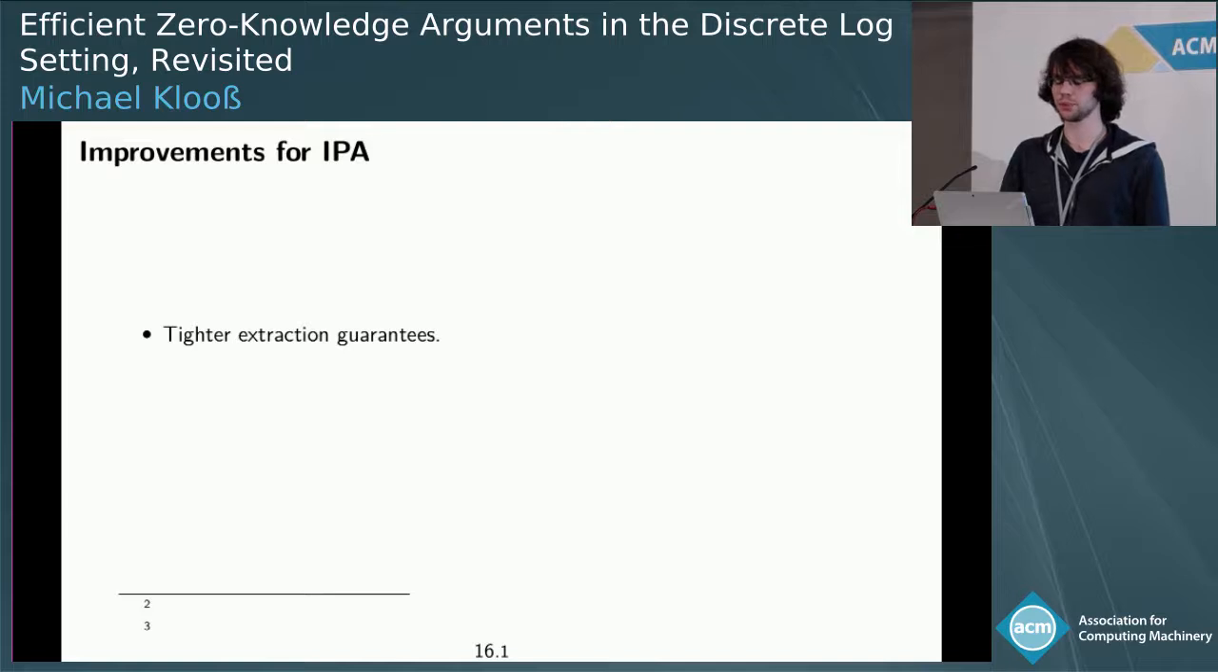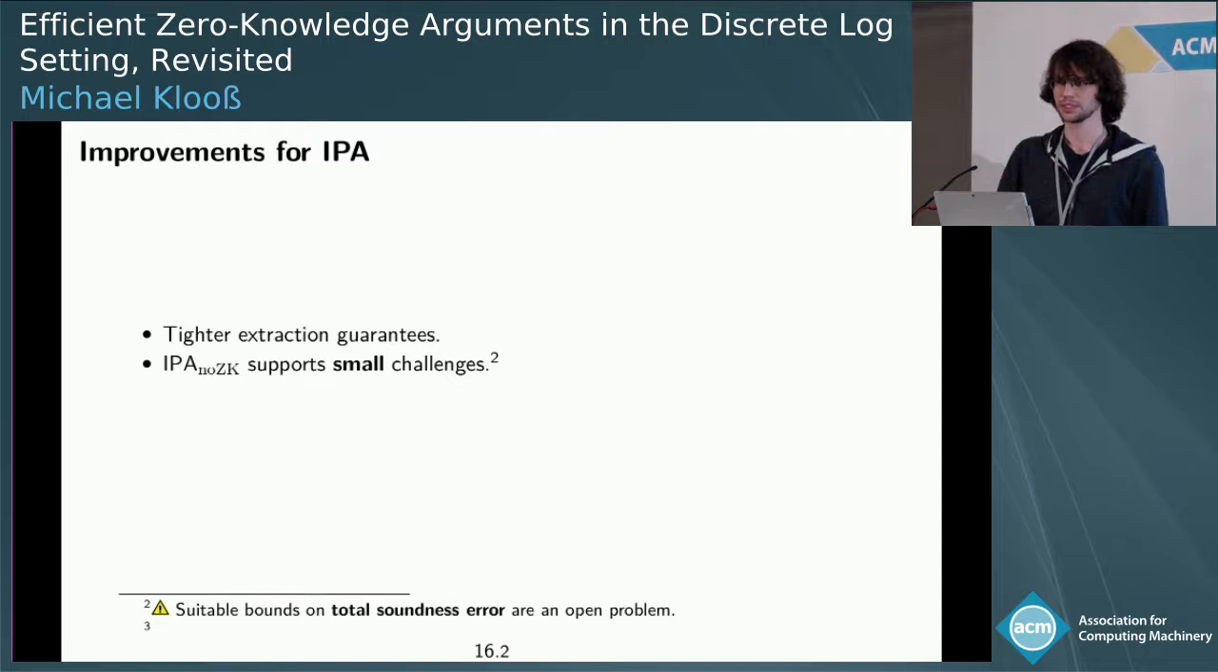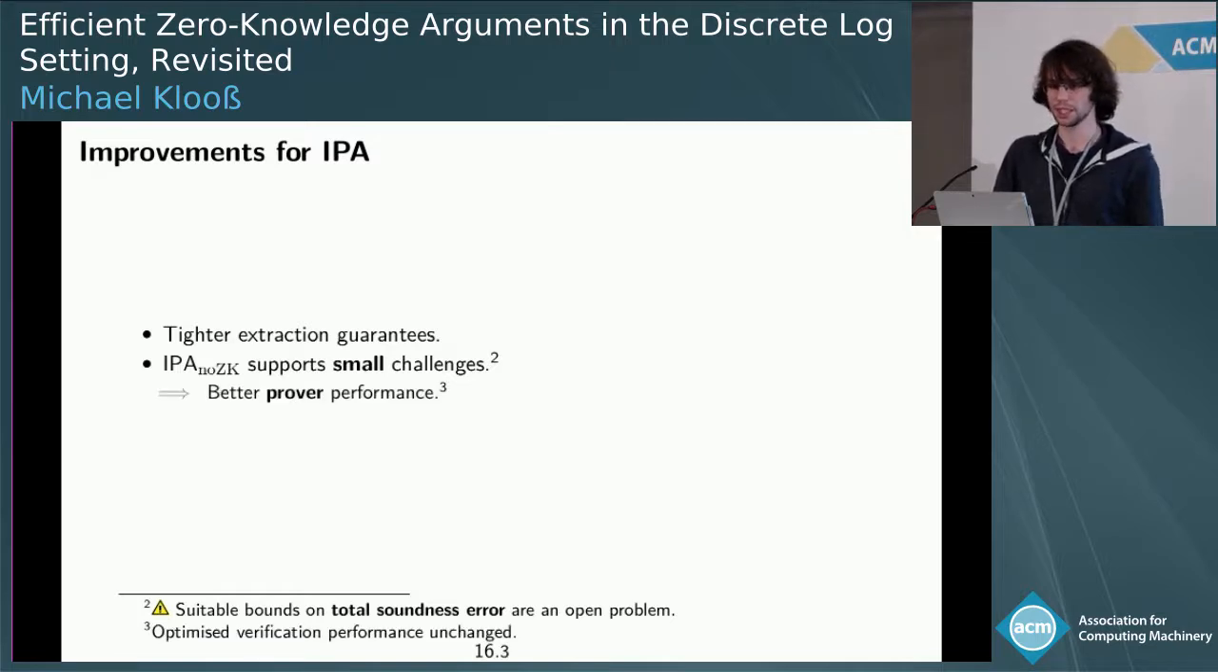Now, another improvement for the inner product argument is that we provide tighter proofs for extraction. And this modified inner product argument supports small challenges. Now, there are some technical problems because for exact security guarantees, you would need more analysis of the soundness error. But at least we're going in the right direction there. And if we can prove this secure with small challenges, we also get better proof performance.